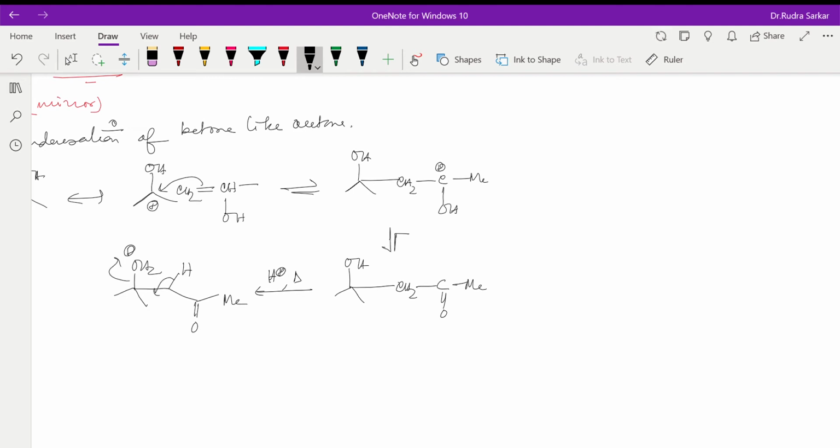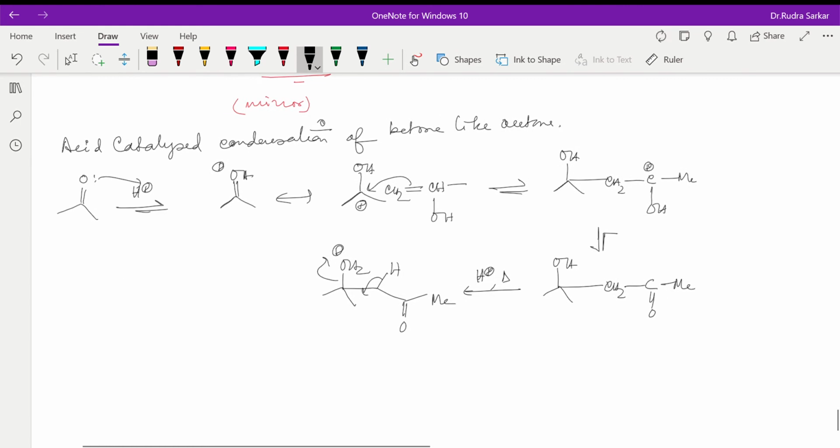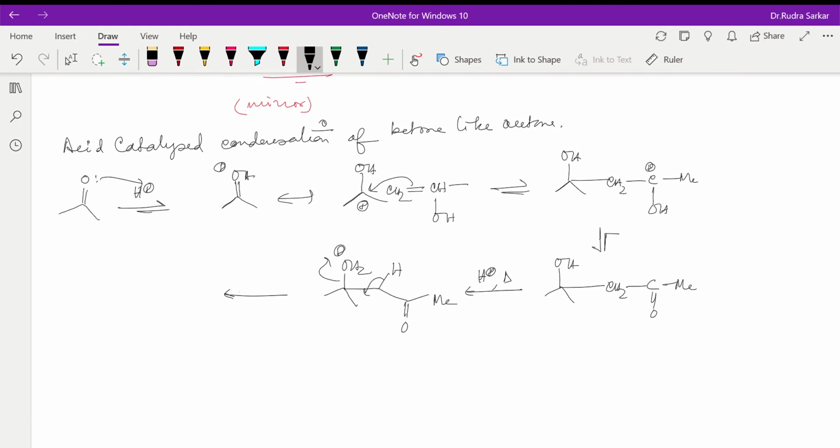Goes away, comes back, to give you alpha, beta, alpha comma beta unsaturated ketone known as mesityl oxide.